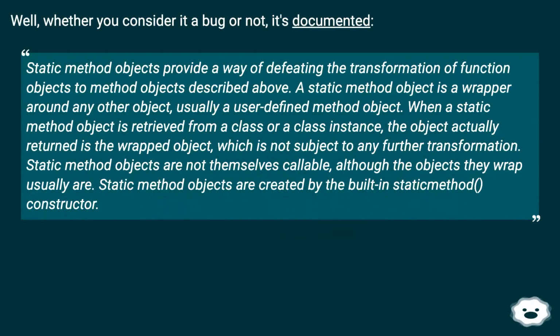Well, whether you consider it a bug or not, it's documented. Static method objects provide a way of defeating the transformation of function objects to method objects described above. A static method object is a wrapper around any other object, usually a user-defined method object. When a static method object is retrieved from a class or a class instance, the object actually returned is the wrapped object, which is not subject to any further transformation. Static method objects are not themselves callable, although the objects they wrap usually are. Static method objects are created by the built-in staticmethod constructor.